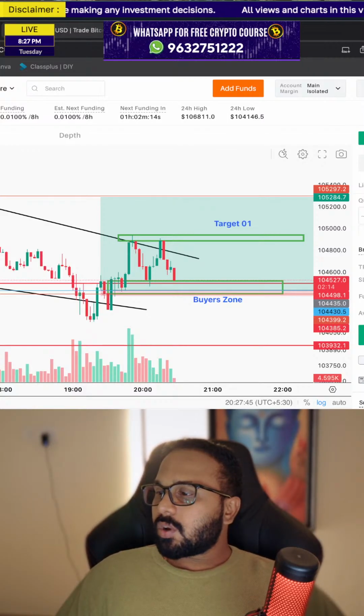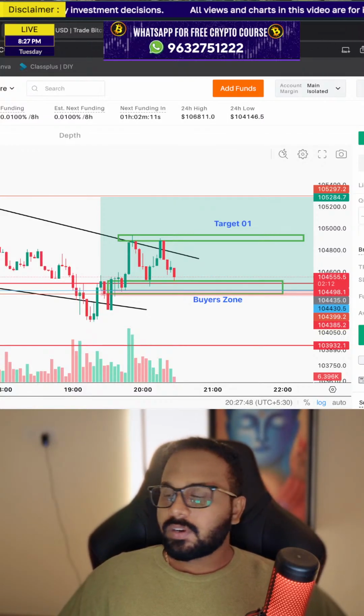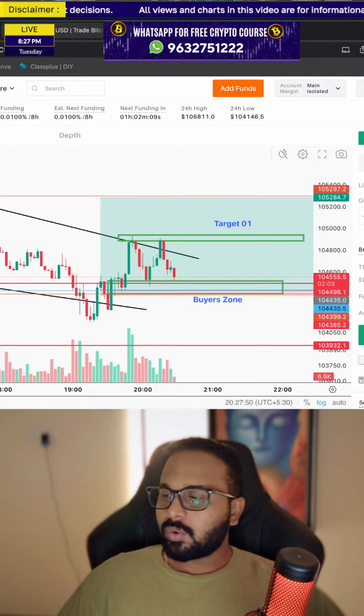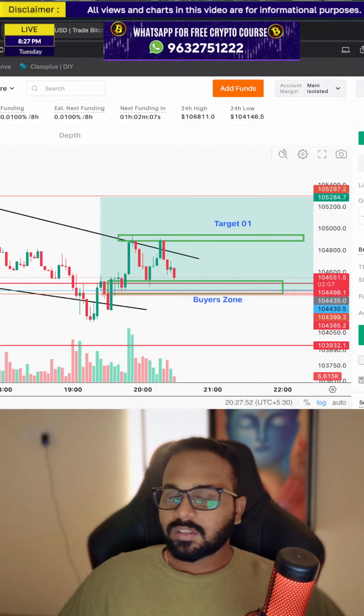Almost coming near stop loss. So if it hits the stop loss, we will take. As of now, no exit, nothing. Just leave the setup as it is.